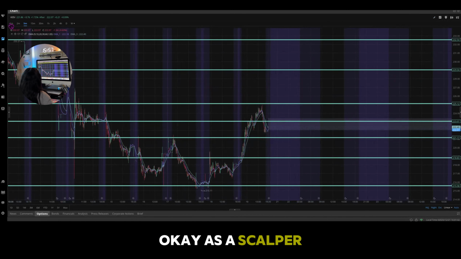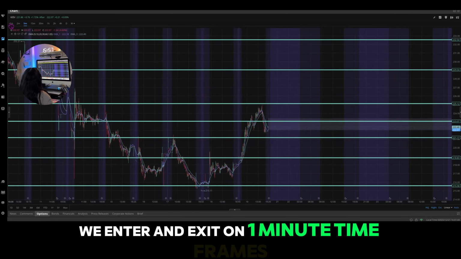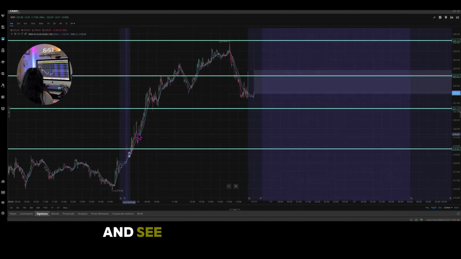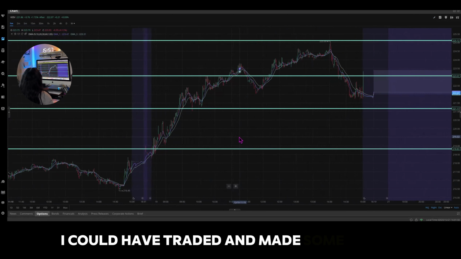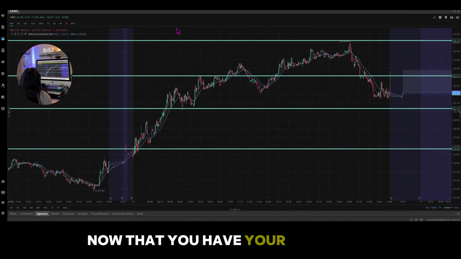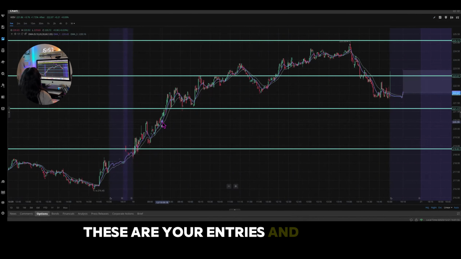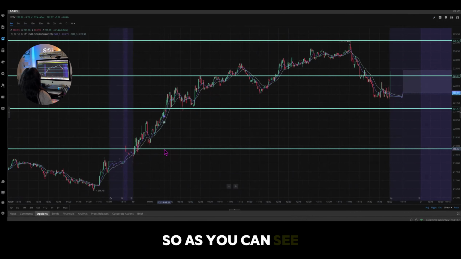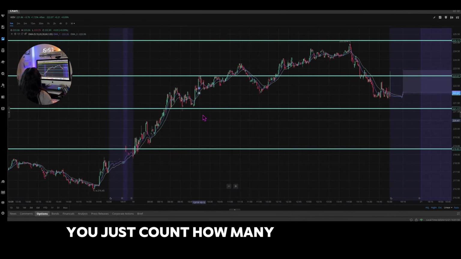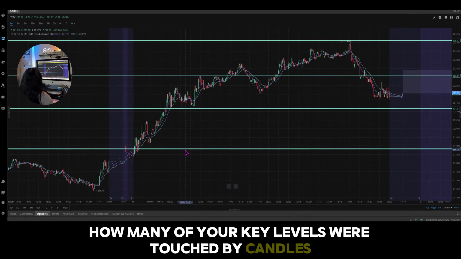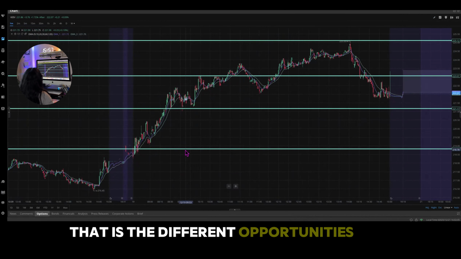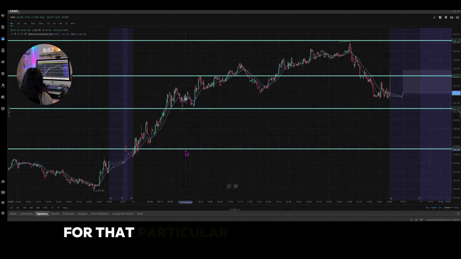Okay, as a scalper, we enter and exit on 1-minute time frames. So I'm going to drop to the 1 minute and see how many areas on this particular day I could have traded and made some money. Now that you have your key levels, these are your entries and exits for trades. So as you can see, you just count how many of your key levels were touched by candles. That is the different opportunities you had to trade for that particular day.